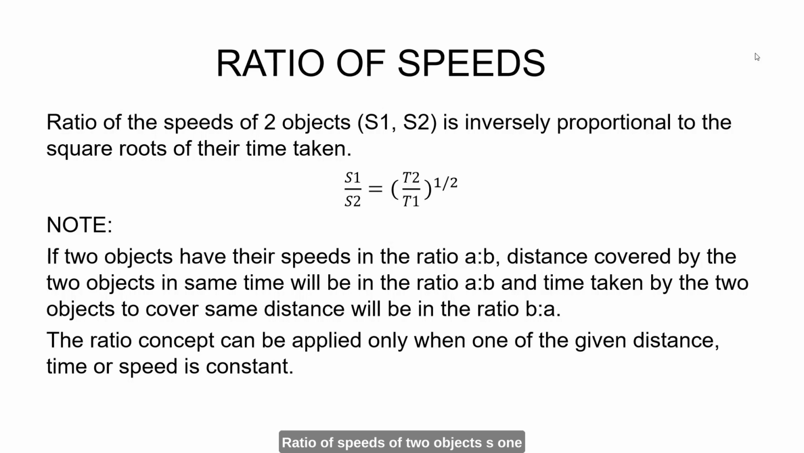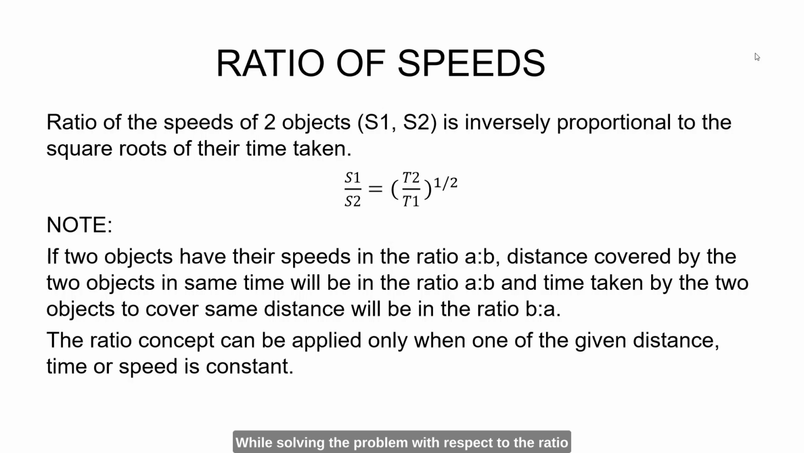The ratio of speeds of two objects s1 and s2 is inversely proportional to the square roots of their time taken. That is, s1 by s2 is equal to t2 by t1 the whole power half, that is, s1 by s2 is equal to the whole root of t2 by t1. We know that speed is always inversely proportional to time. Therefore, this equation is arrived at as s1 by s2 is equal to the whole root of t2 by t1.